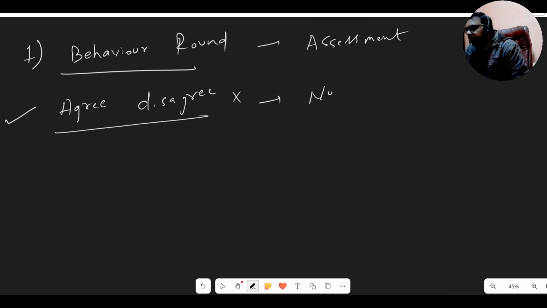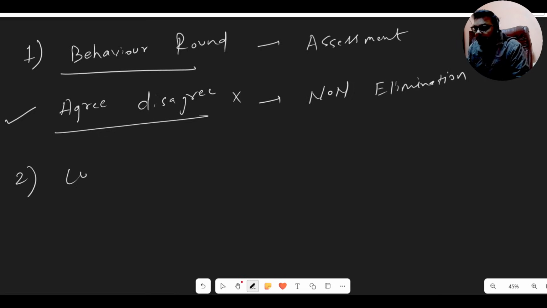It's a non elimination round, and you don't need to prepare for this round. So this is your round one. When you complete this assessment, then there is the cognitive assessment.